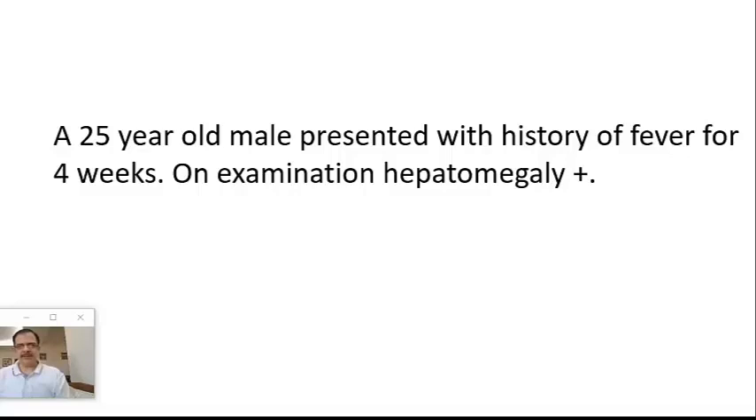A 25-year-old male presented with a history of fever for 4 weeks. On examination, hepatomegaly was present. So this case is basically on hepatomegaly.